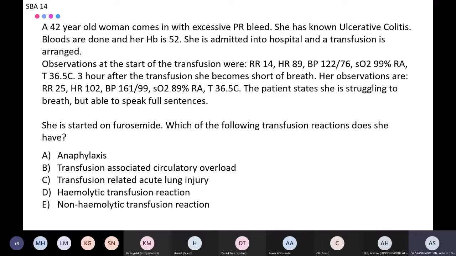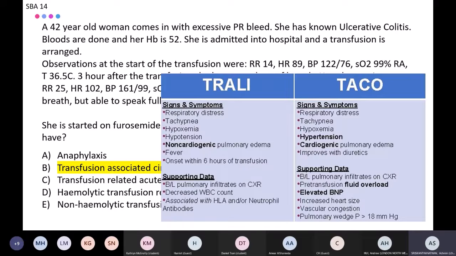Okay, so getting quite a few B's here. The answer is B. This patient's got transfusion-associated circulatory overload. Just to go through the other ones first. With anaphylaxis, any sort of transfusion reaction itself, that's more likely to happen immediately. And with all of those, you'd want to stop the transfusion or slow it down. So if you've got anaphylaxis, you'd stop the transfusion and it requires IM adrenaline.